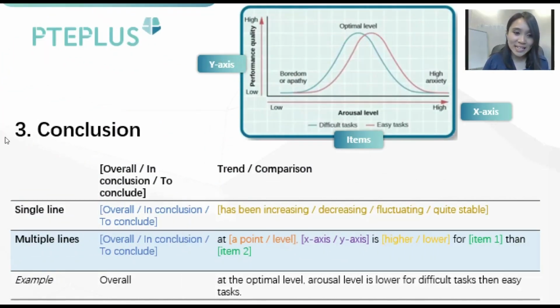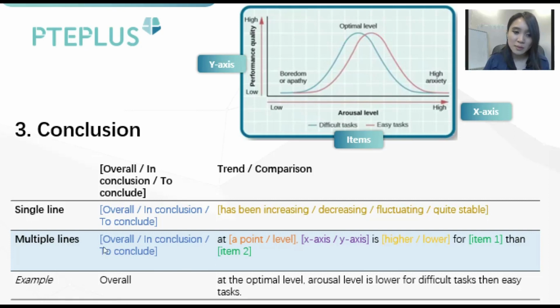And finally, we need to conclude. So if you've got a single line, then usually we talk about the trend, if it's been increasing, decreasing, fluctuating, or quite stable. Now in this case, you've got multiple lines. So what you want to do is a comparison between these two lines. And you can see that in this case, the optimal level, there's a difference between the arousal levels, right? So difficult tasks is a bit lower than easy tasks.